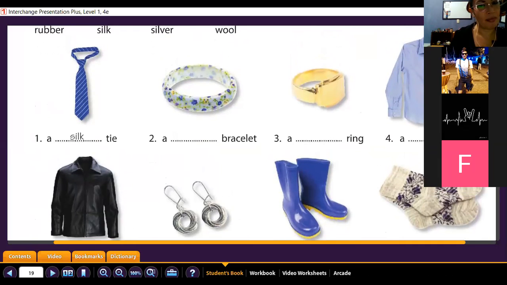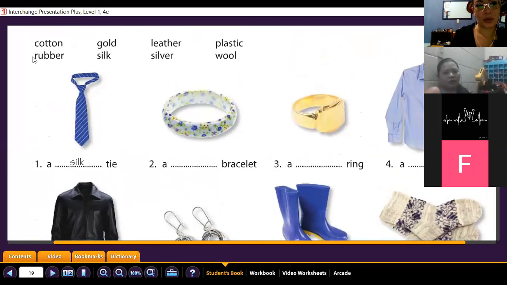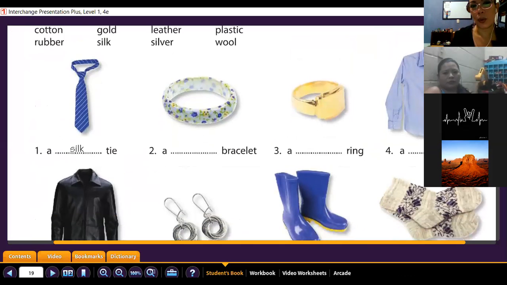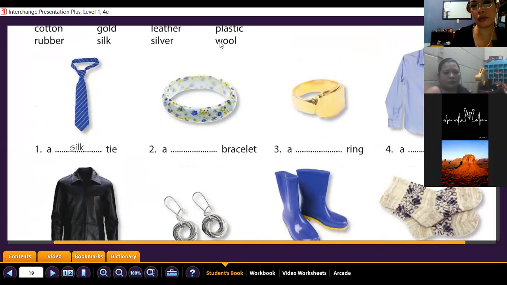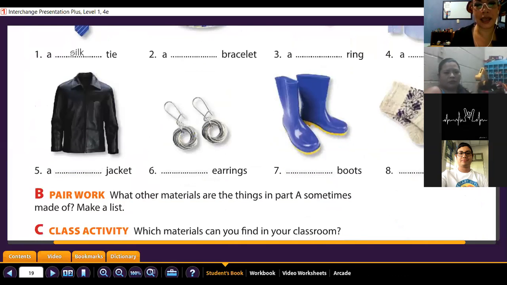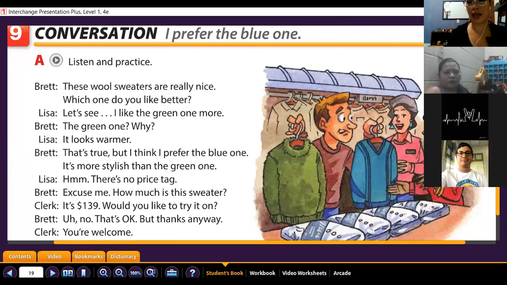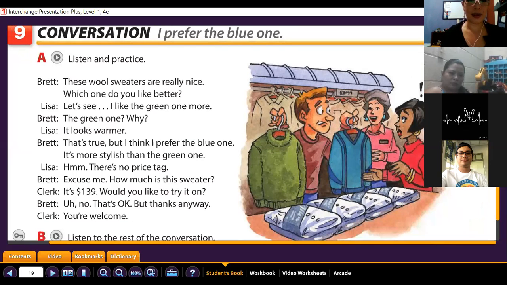Number seven. Rubber. Caucho, de hule, rubber boots. And the last one, socks. Wool socks. Son de lana. Okay, as you can see, you have that vocabulary in this conversation, and we're gonna practice that conversation before we continue into the next topic. So that was the vocabulary that was needed.